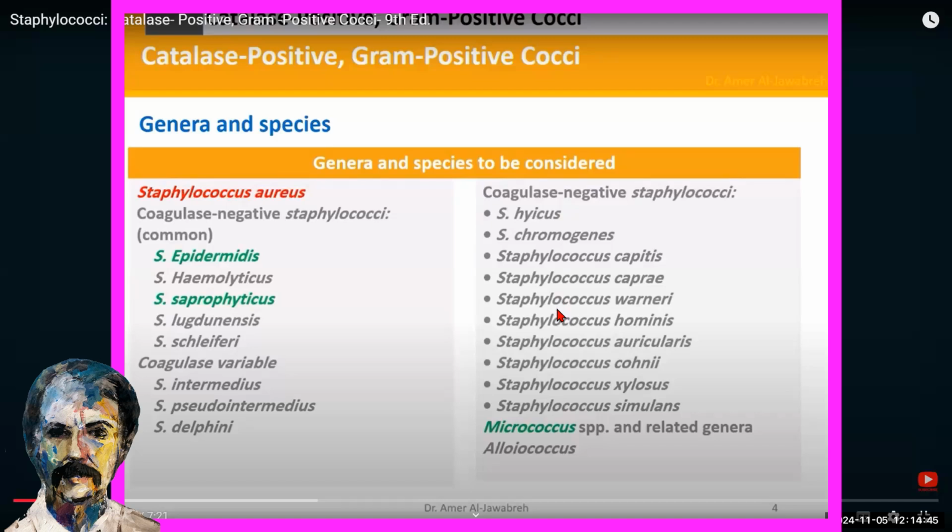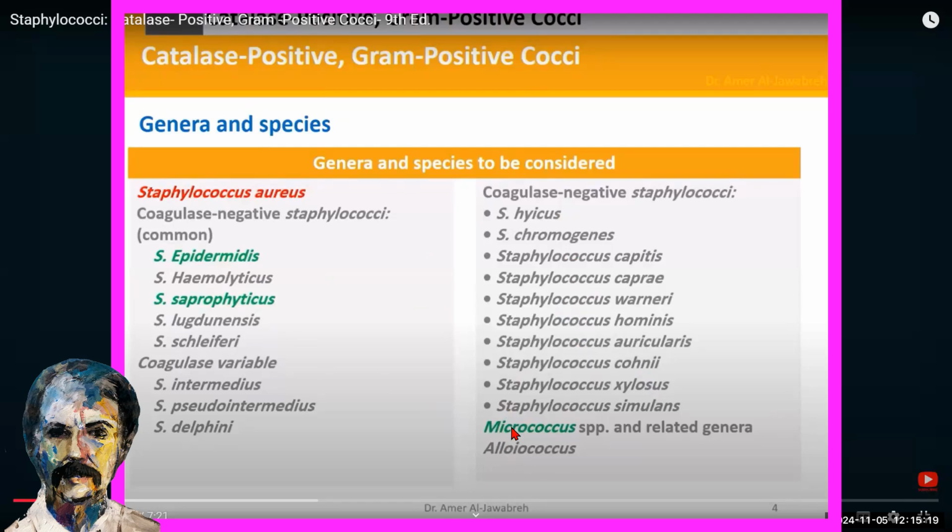Hyacus, chromogenes, capitis, and so on. All of these. But are they important? Not very much. We have also the green one, good to know, like these here, micrococcus. Why? Because it's catalase positive and gram positive cocci. The cocci here is larger than these, and usually this exists in the form of tetrads, 4 cocci together, and we call it micrococcus. It doesn't cause any problems, usually. It does not cause any problems to a human being.